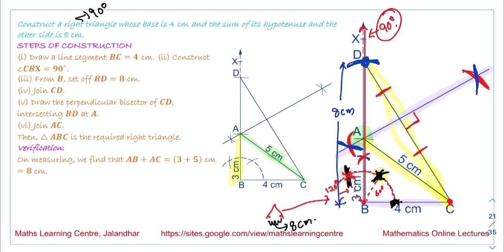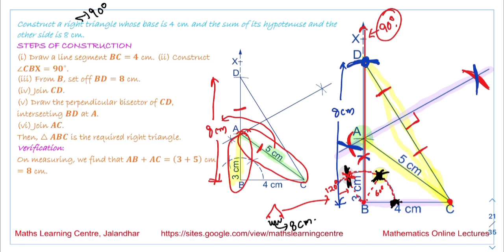The justification for this is again the same. This length AC and AD will be equal. This total length is 8 centimeters, out of which this much portion is 3 centimeters. So the rest of this portion will be 5 centimeters, because both these lengths are the same. This is the perpendicular bisector, and any point on the perpendicular bisector is equidistant from the endpoints of the line, which is DC.